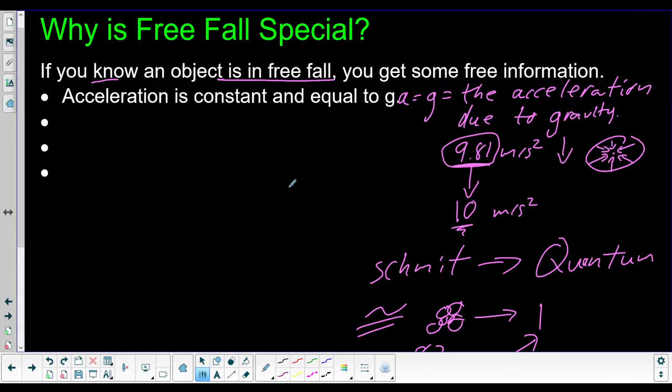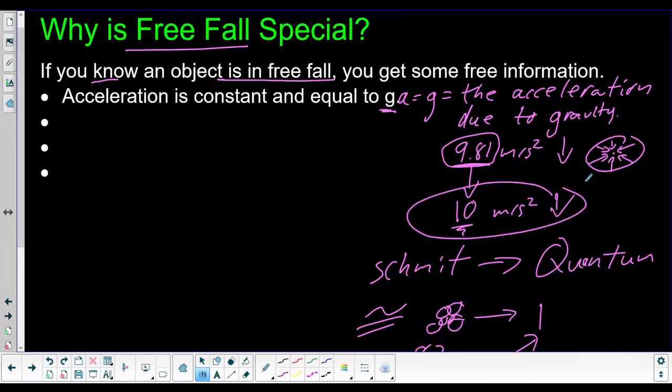All right. So this is our first free piece of information. If you are in free fall, the acceleration is g, and g is 10 meters per second squared down. And that's what you need to know to get us started. We're going to come back and fill these in, but let's go do some physics first.